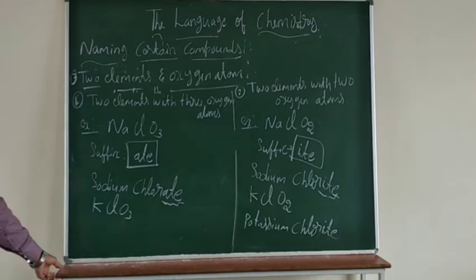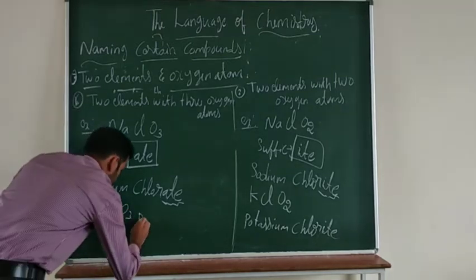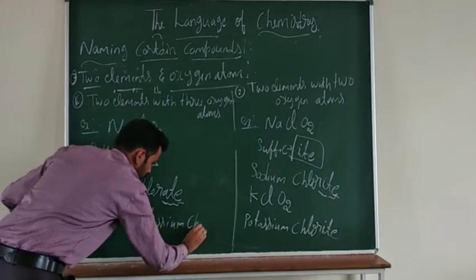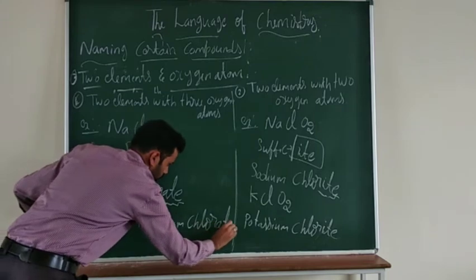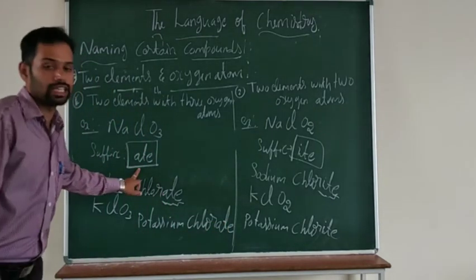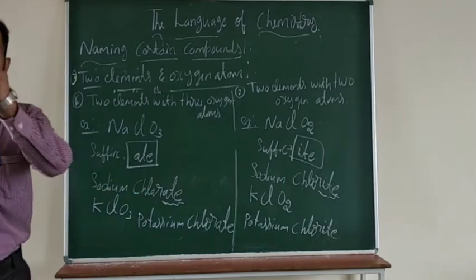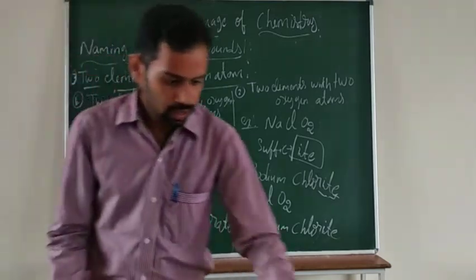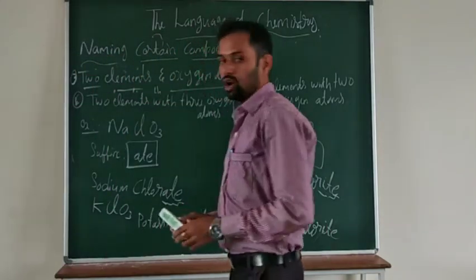And one more example. KClO3. So potassium chlorate. Suffix ate should be used if three oxygen atoms are present. Understood? Okay. So next, if four oxygen atoms are there, then how to name that compound?